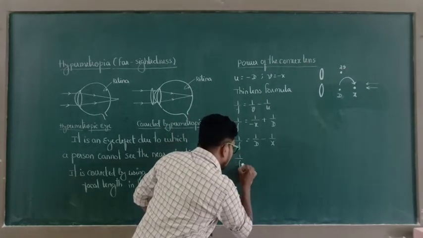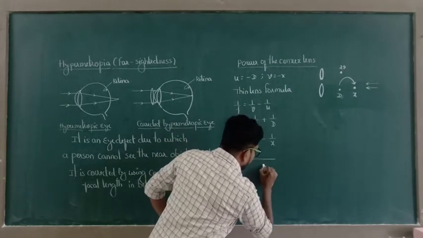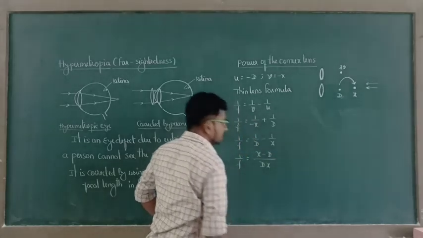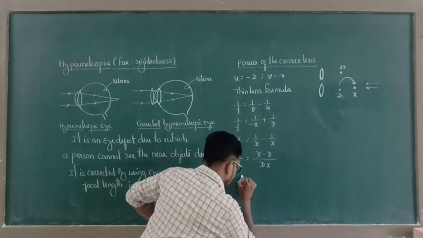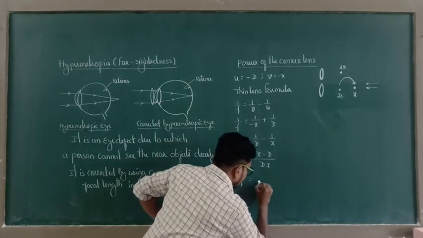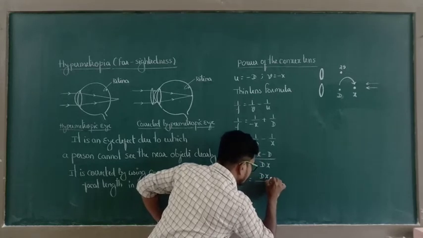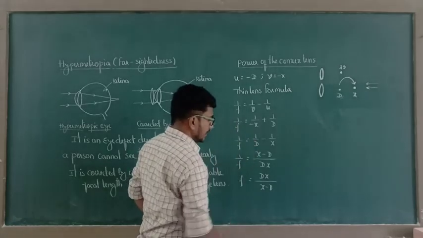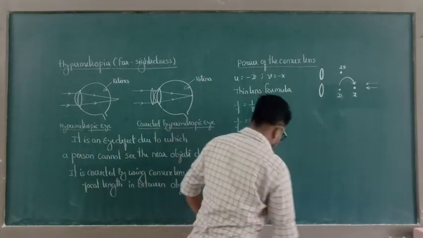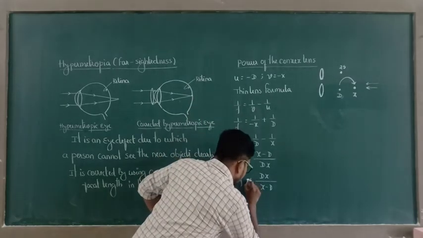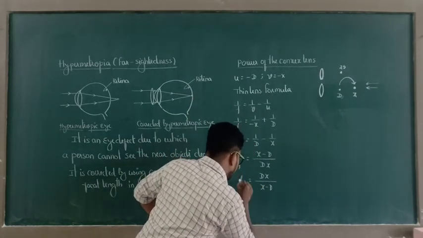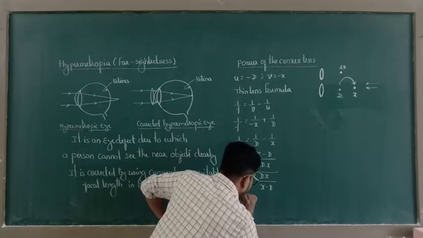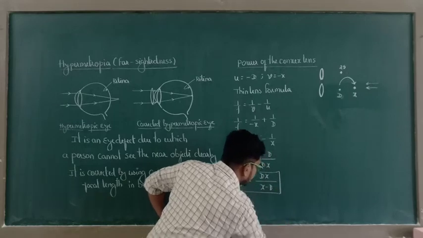1 by F is equal to LCM, dx, x minus D. Then F is equal to dx divided by x minus D, or xd divided by x minus D, as per your convenience. So this is the required focal length.